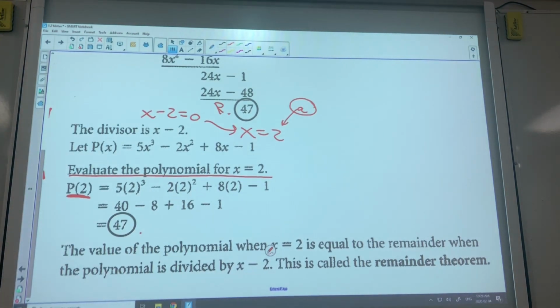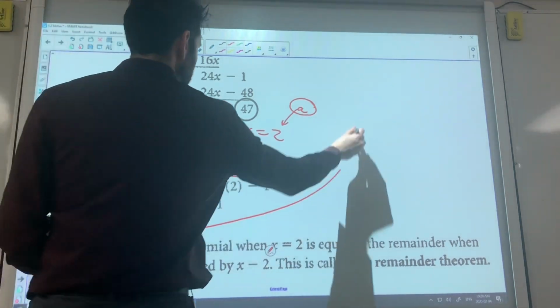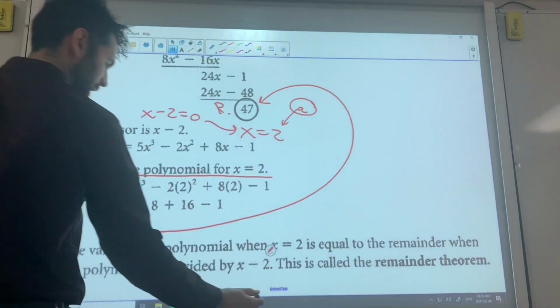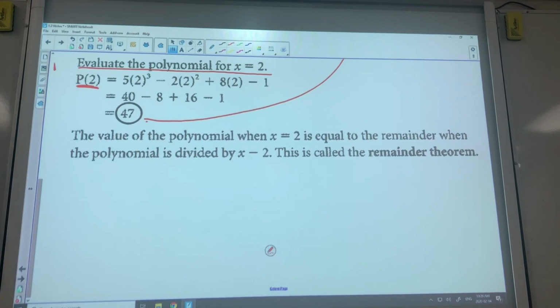What are you noticing about the 47 there? Yes, hey, that was the remainder from before. Okay, so it turns out that's actually important. That's called the remainder theorem.